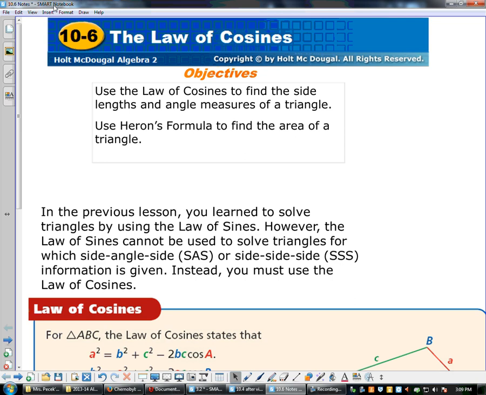We are looking at section 10.6, which is our last section in the chapter on trigonometry. It's the law of cosines. Our objectives are to use the law of cosines to find the side lengths and the angle measures of a triangle, and to use Heron's formula to find the area of a triangle.